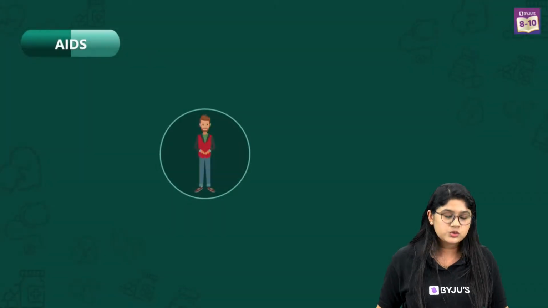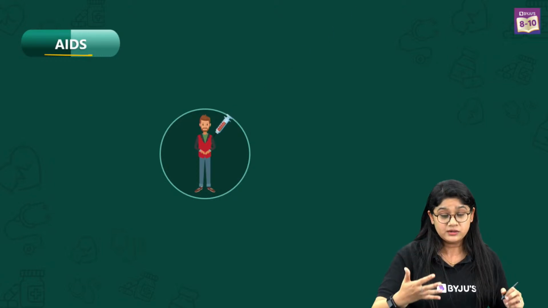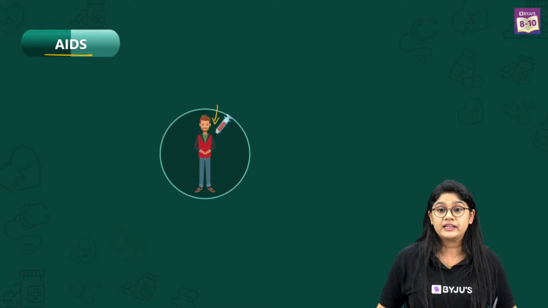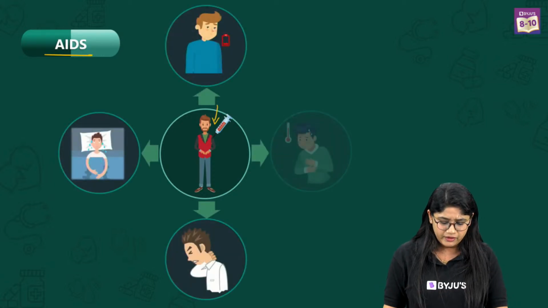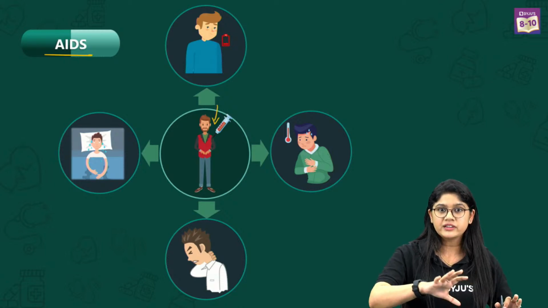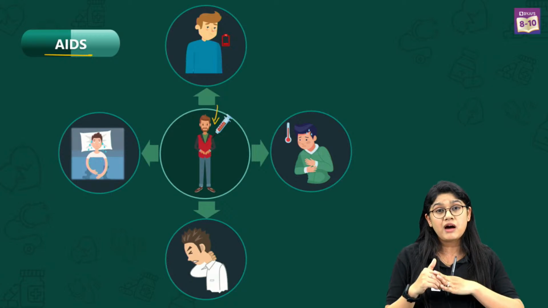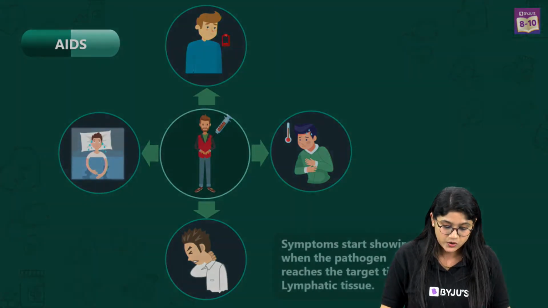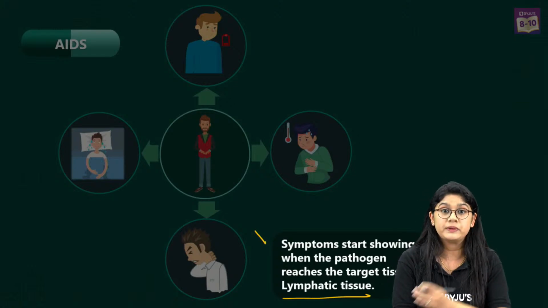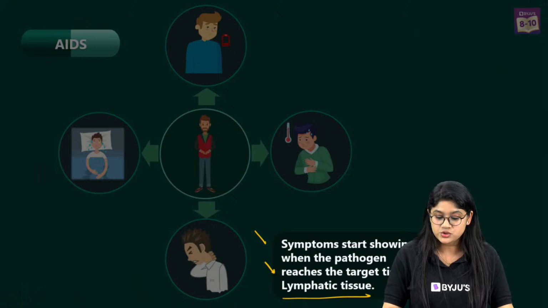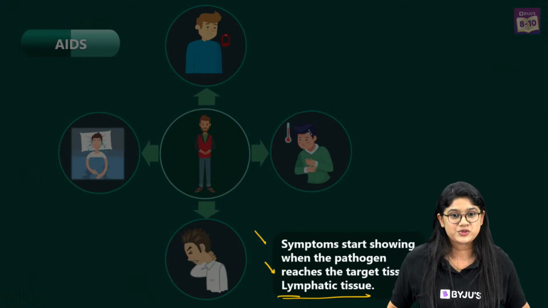Now we'll be moving to the very interesting disease, AIDS, right? When we talk about the symptoms, if the person gets infected by the virus, the symptoms will be there, but they will come after a very long gap. The virus is in the body for a very long time. And this time it goes to the tissues. This particular virus goes directly to the tissues, and once it infects the tissues, then we are able to see the symptoms.